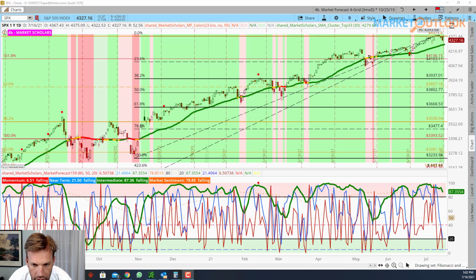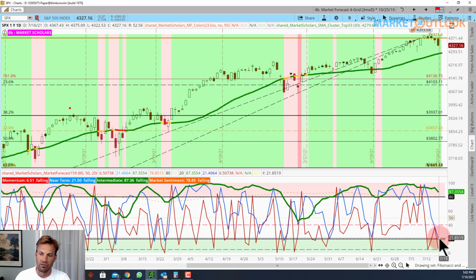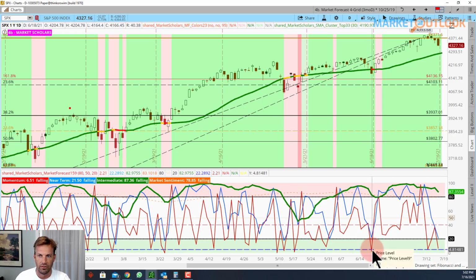All right, let's start off taking a look at the S&P 500 with the market forecast indicator like we always do. You can see the short-term sentiment really dropping, but not to as low a level as it can get without being bearish. If the momentum line drops below the red line, below that dotted line, then that's pretty bearish for the momentum line. That signals the possibility of a trend reversal.